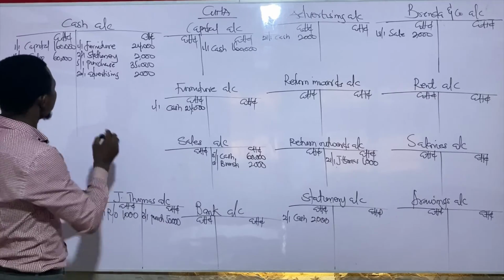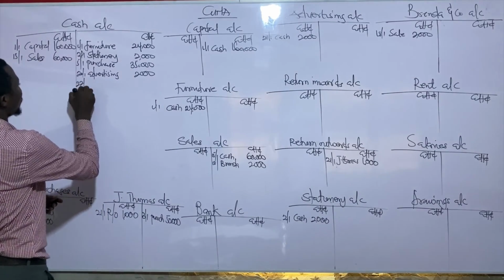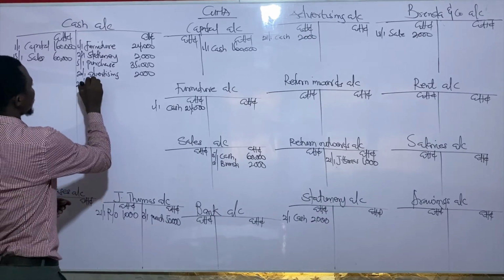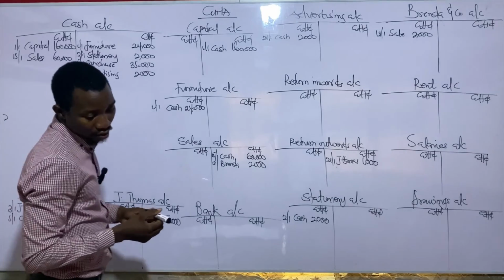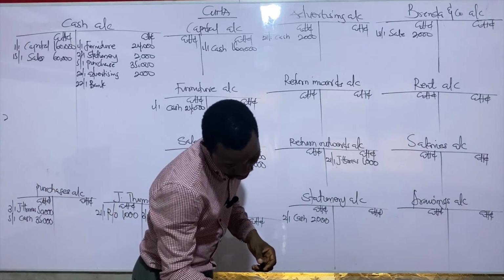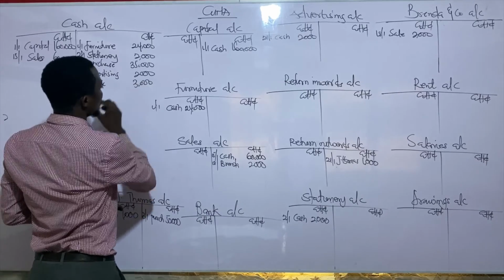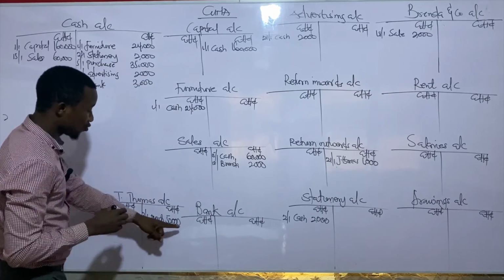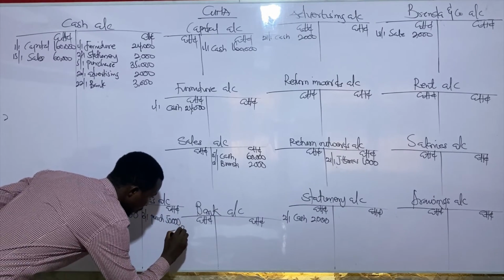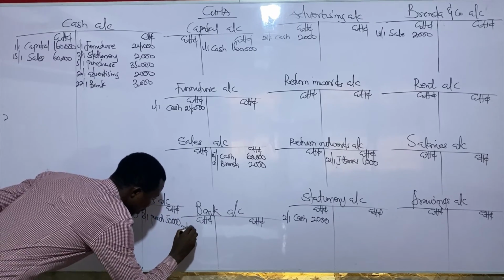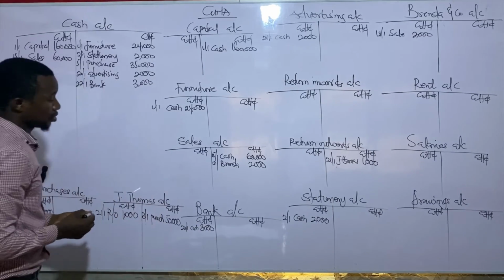So the date was 22nd of January. It was bank, right? So it was bank and the amount was 3,000. So we move to bank account and say that on the 22nd of January, we have cash of 3,000. Very good.